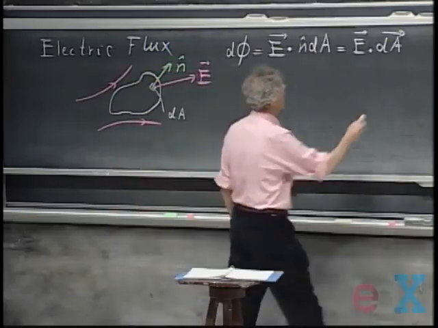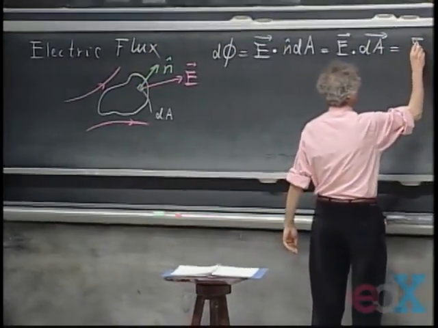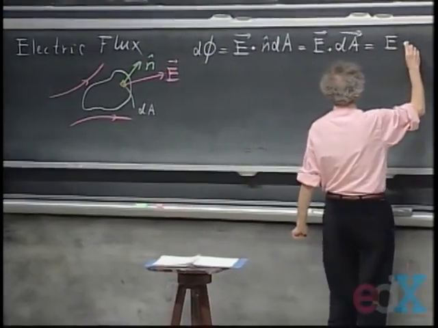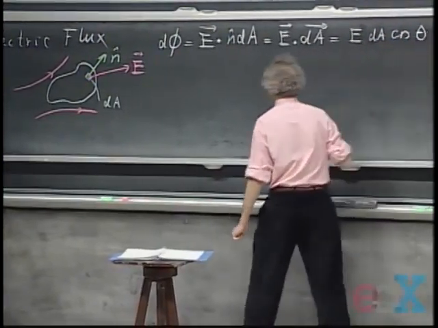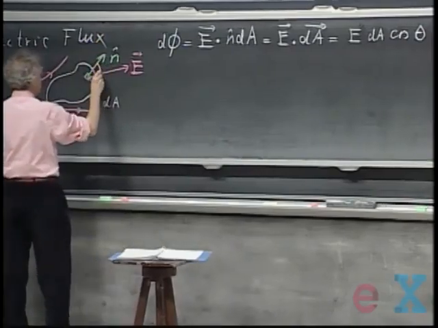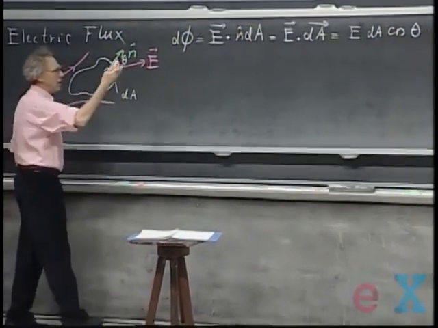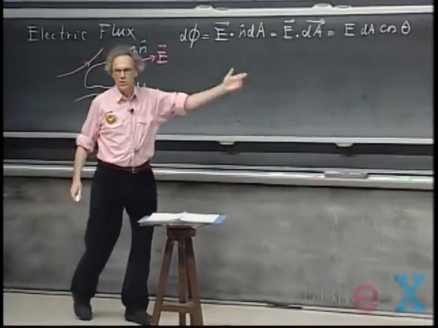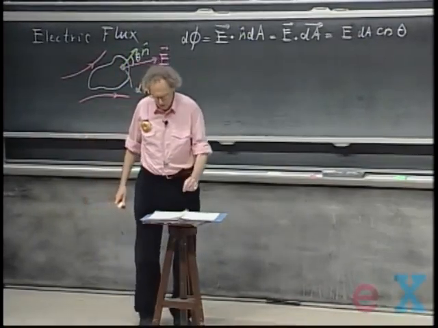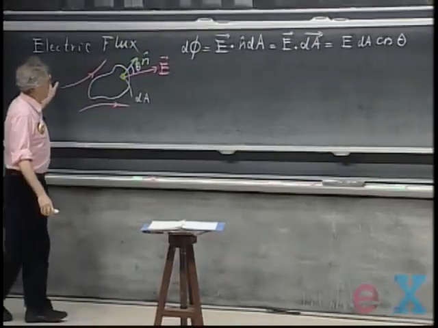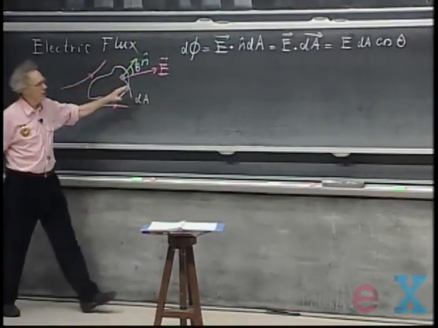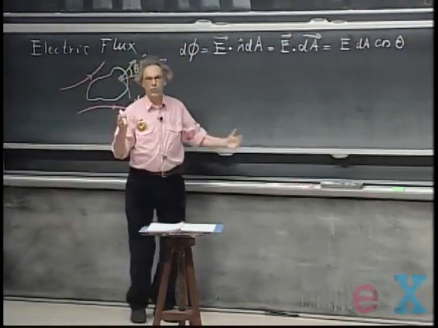And so this, since it is a dot product, is the magnitude of E times the area dA times the cosine of the angle between these two vectors, theta. And this is scalar. The number can be larger than 0, smaller than 0, and it can be 0. And I can calculate the flux through the entire surface by doing an integral over that whole surface.